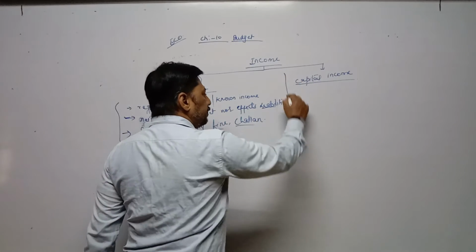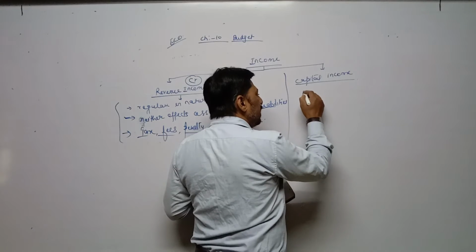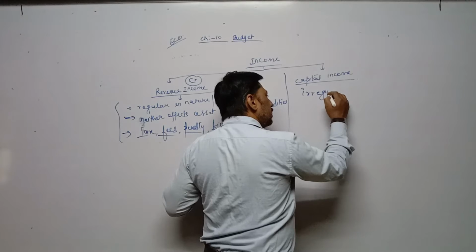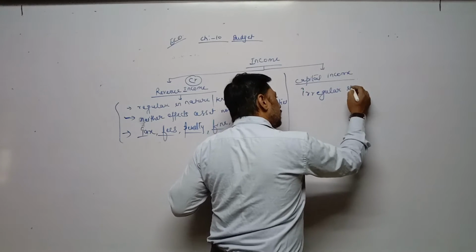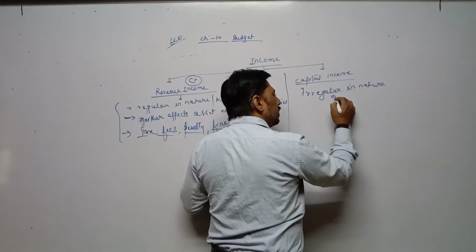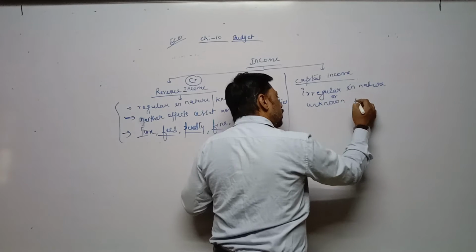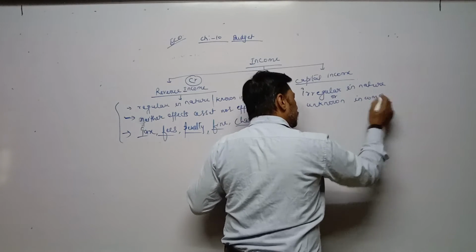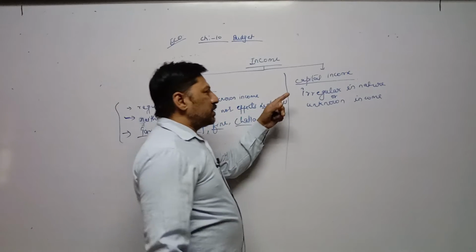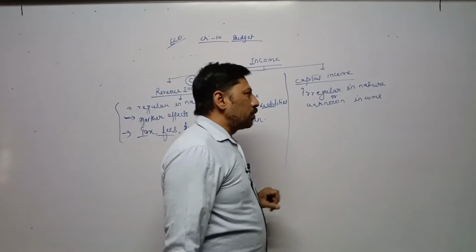Now capital income. Capital incomes are those incomes which are irregular in nature, the opposite of revenue income, or we can say unknown income. Capital incomes are those which are irregular in nature or unknown to the government.